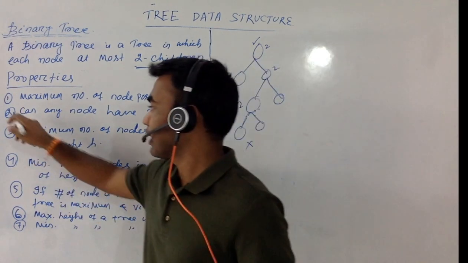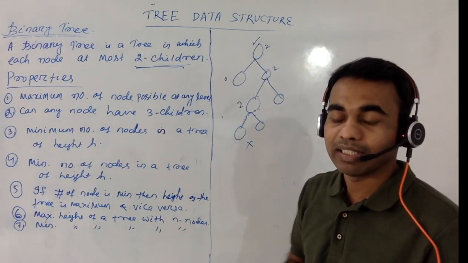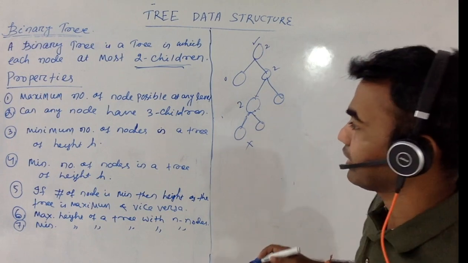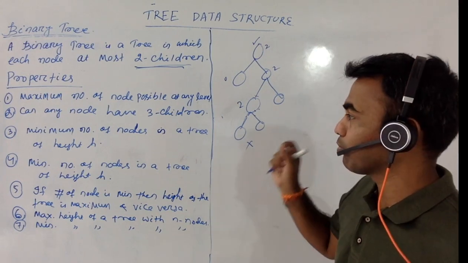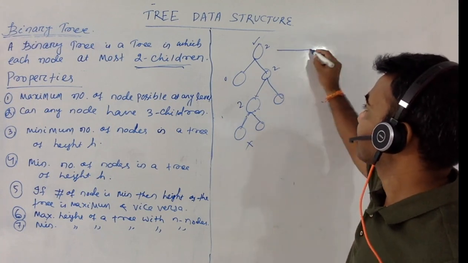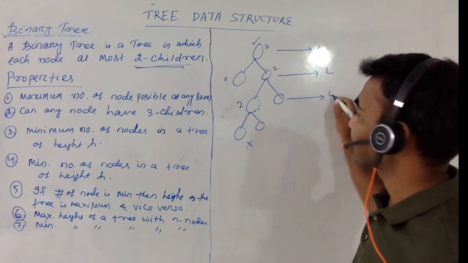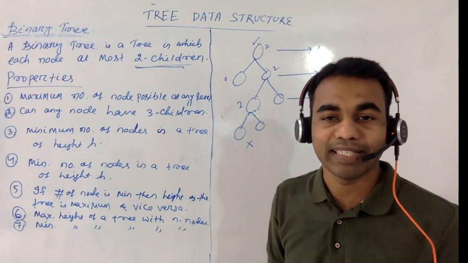Property number one: what is the maximum number of nodes possible at any level? Just try to understand this very carefully. I'll read it one more time: the maximum number of nodes possible at any level. These are the levels, right? So what is the maximum number of nodes possible at any level?